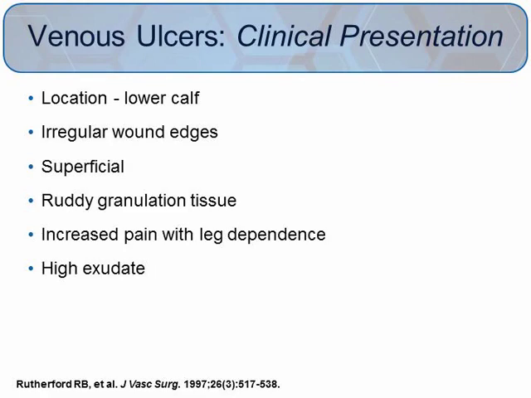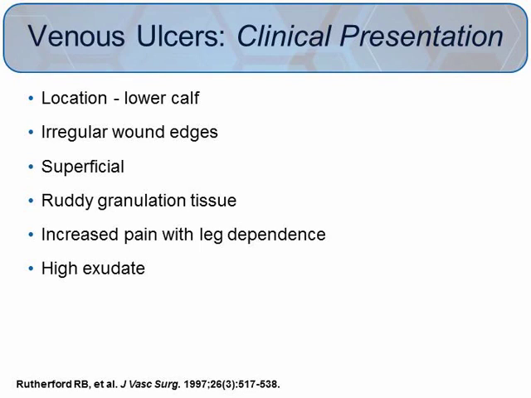They tend to have ruddy granulation tissue. You're not going to see necrotic tissue in these wounds unless the patient has coexisting arterial disease or if the wound was the result initially of a traumatic event and the necrotic tissue from the trauma hasn't been debrided yet. These patients tend to have increased pain with leg dependence that feels better with leg elevation. And these wounds tend to have a lot of exudate.